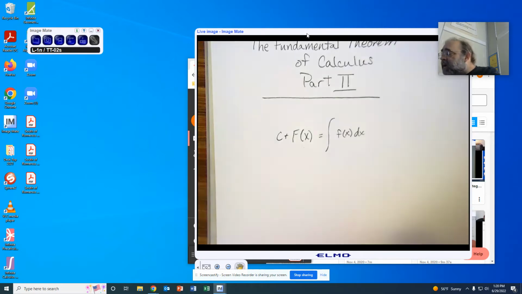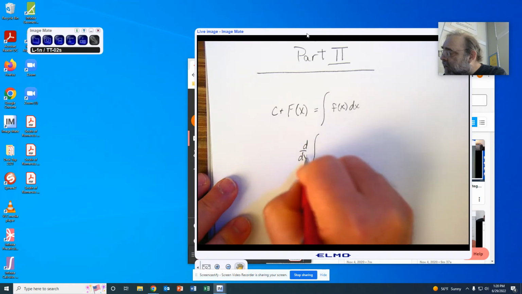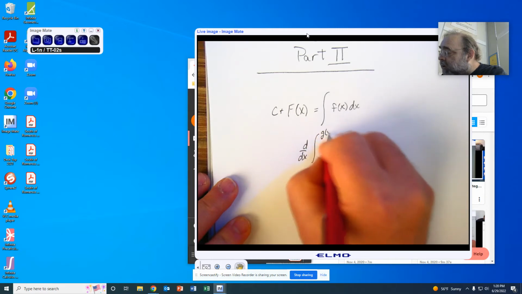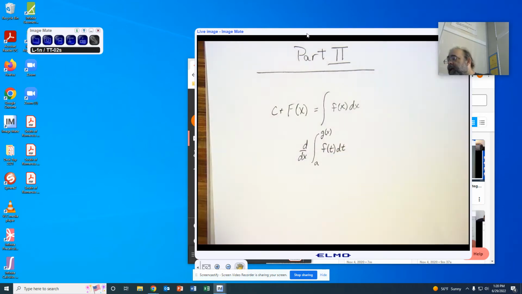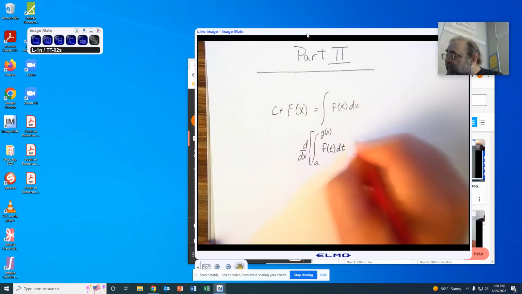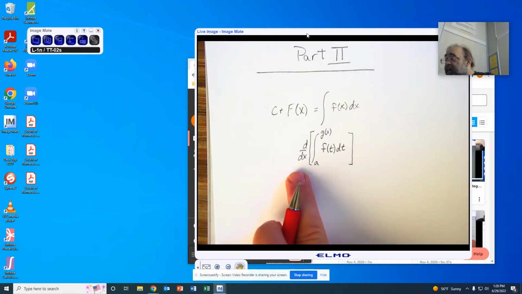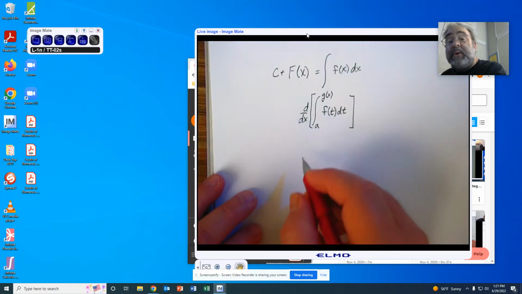But if I'm asking you to take the derivative of an integration, and I'm going up to some function, then what I need to do is remind myself that if I were to integrate this and then take the derivative, I'm going to get something unique. And that's what the fundamental theorem of calculus part 2 tells us. So let's take a look at something that will help us understand.